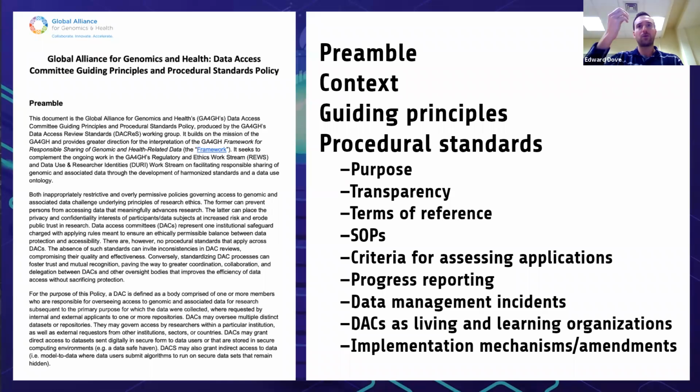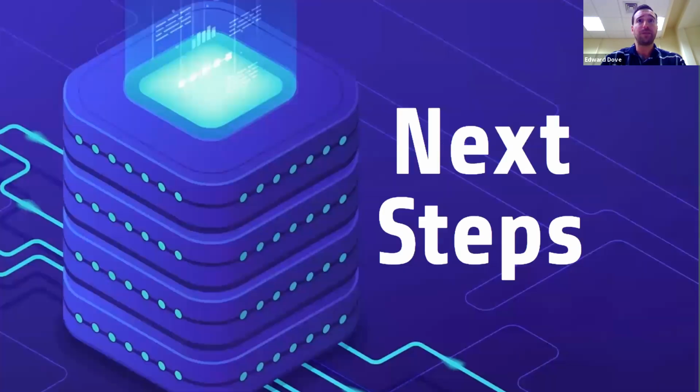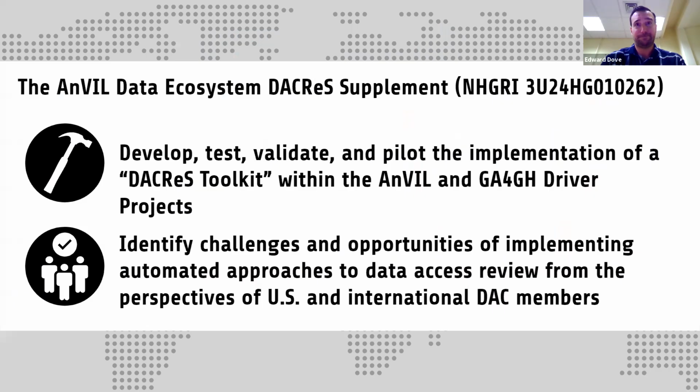We tried to develop core standards that we think can drive consistency and ultimately efficiencies in the process for data access committee review by covering purpose, transparency, terms of reference, SOP, criteria for assessing applications, progress reporting, data management incidents, and thinking about DACs as living and learning organizations. Next slide, please. Last slide, which is this.